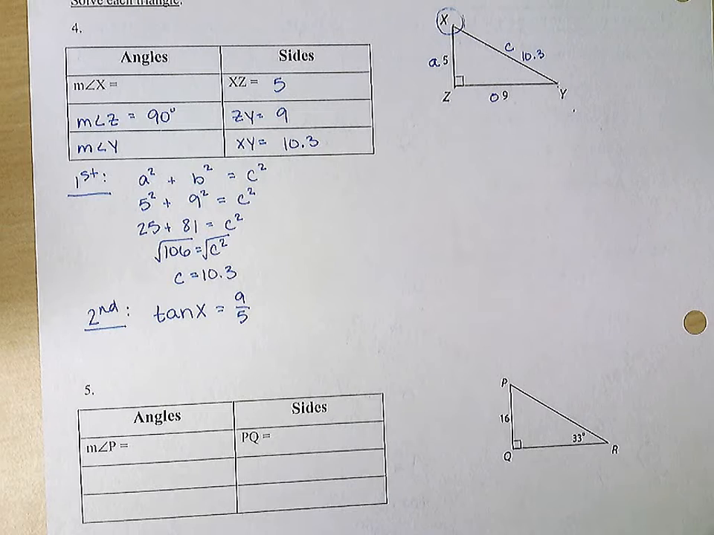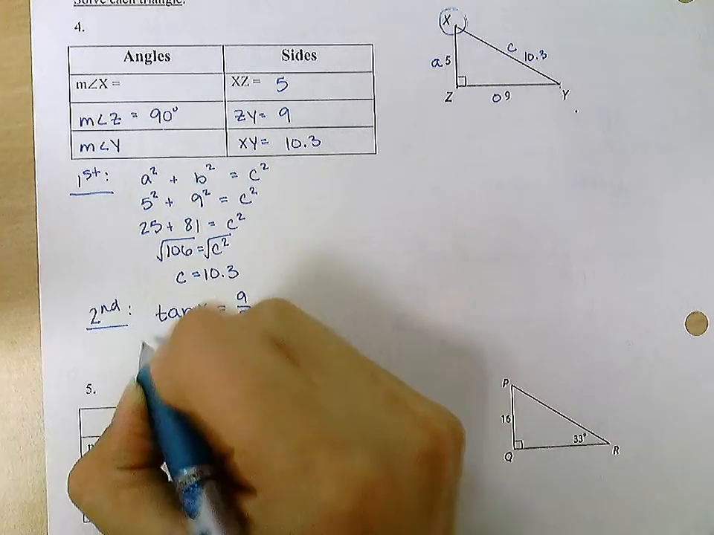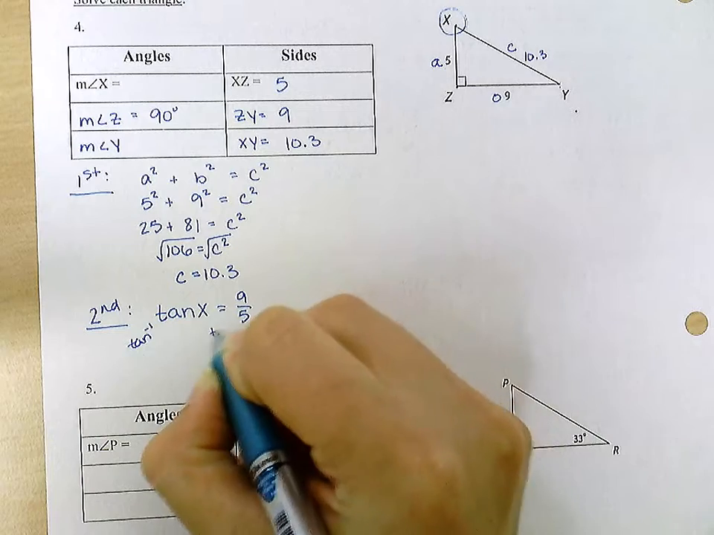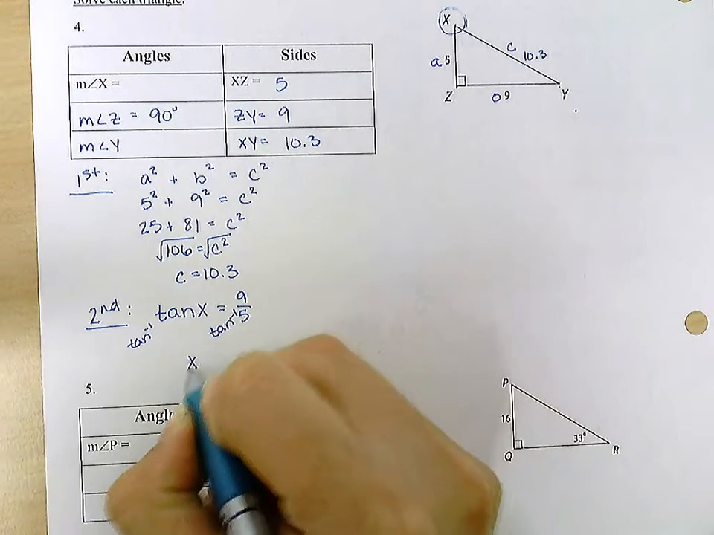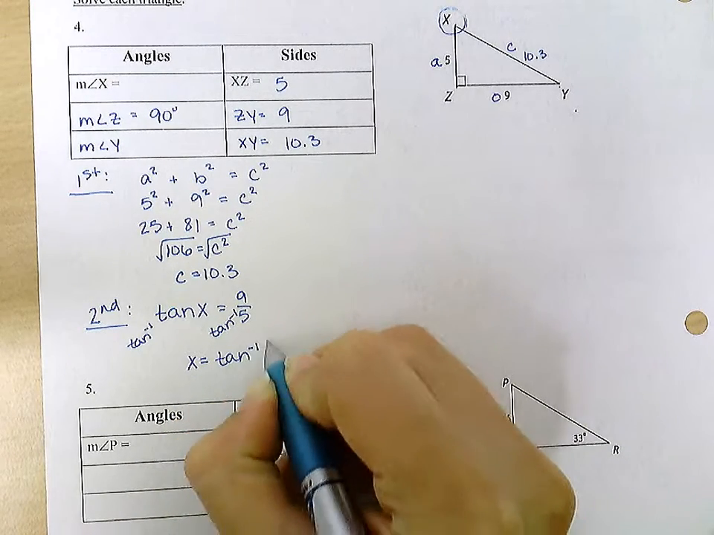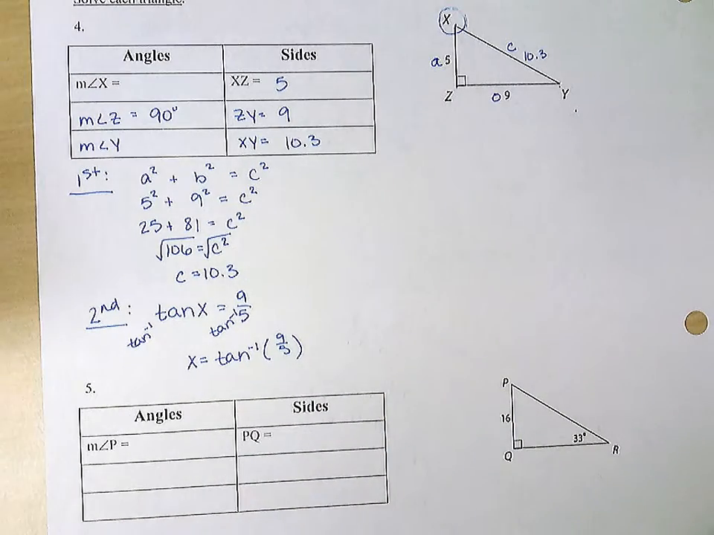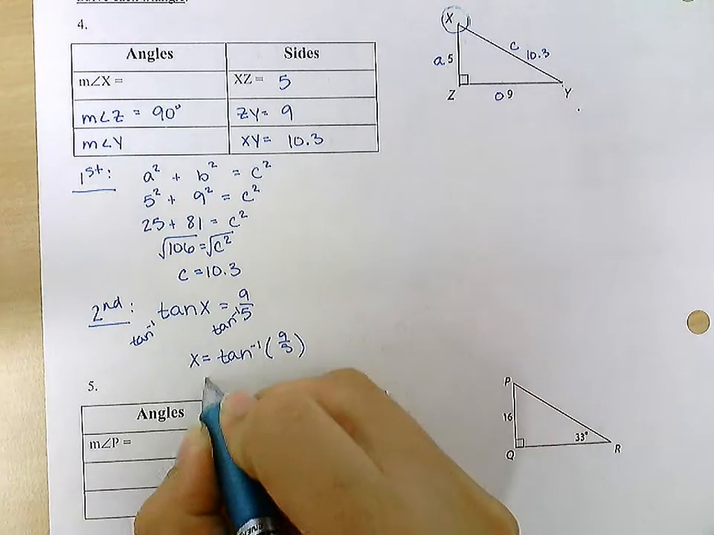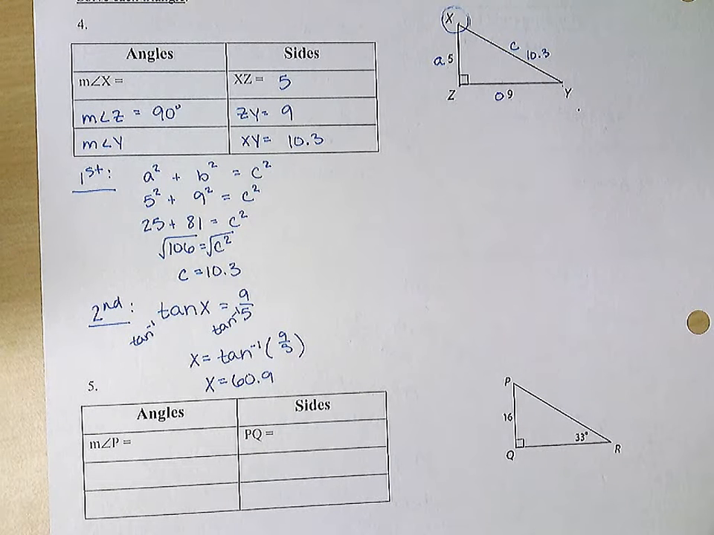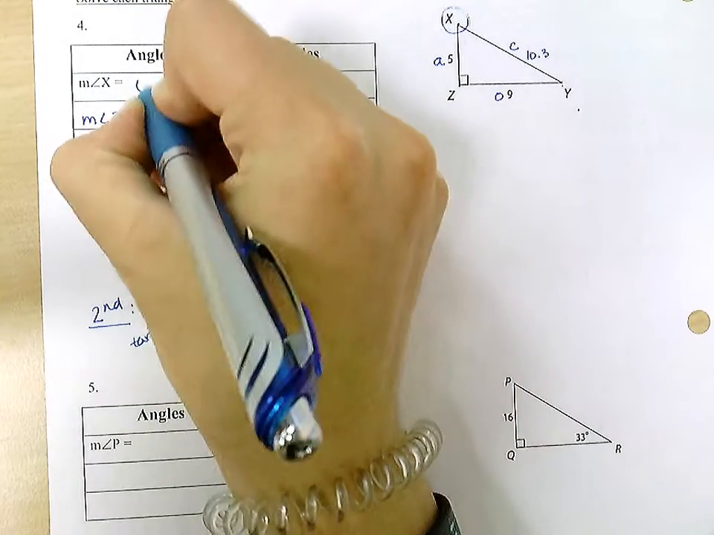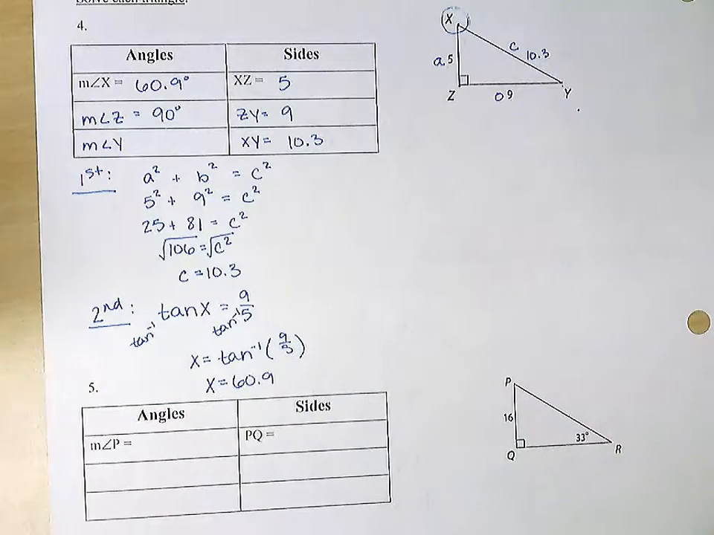From here we just do what we did on the front. You bring in that inverse. So we have tangent inverse to cancel out that first one, to get x is equal to tangent inverse of 9 over 5. And that should be about 60.9. So in my table above, for the measure of angle x, I can write 60.9 degrees.